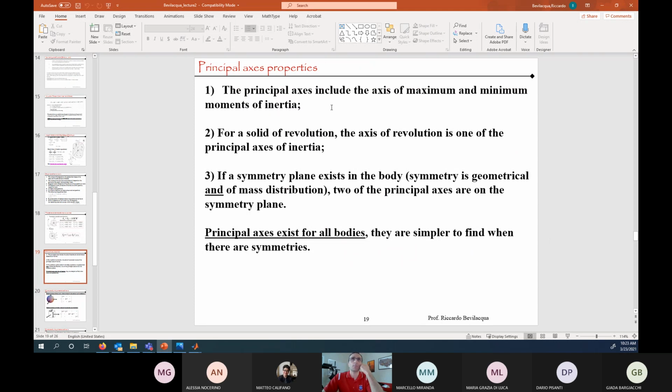The principal axes of inertia always include the axes of maximum and minimum moments of inertia. As you can probably imagine, once I diagonalize my matrix, I get 3 values, and one will be the maximum, one will be the minimum. For a solid of revolution, the revolution axis is one of the principal axes of inertia. If there are obvious symmetries, not only geometrical, they also need to be mass distribution symmetries, well, their axis of symmetry is a principal axis of inertia. If you have a symmetry plane in the body, again, symmetry is geometrical and of mass distribution, 2 of the principal axes are on the symmetry plane. These should be pretty obvious statements. And principal axes exist for all bodies. And so if you have some symmetries, it's just easier to find them.